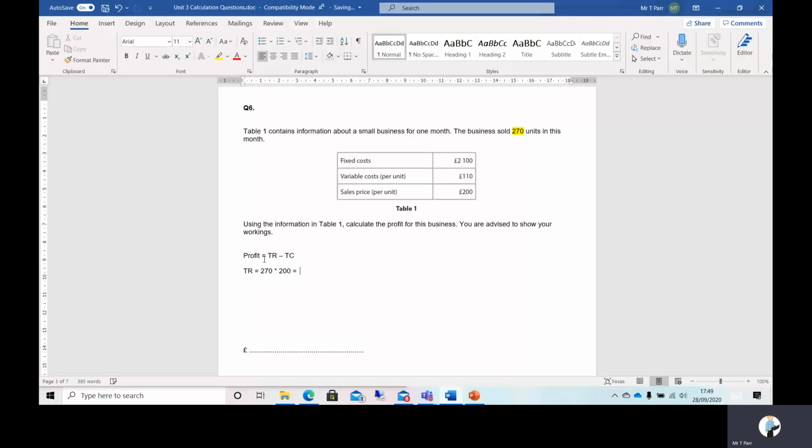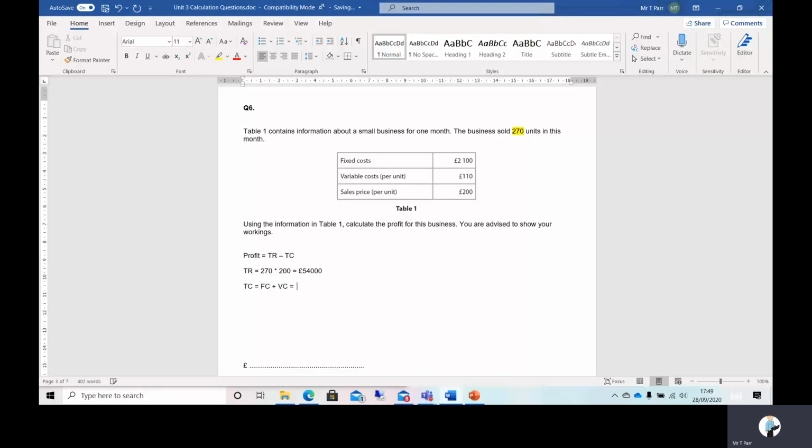I think that's right, 270 times 200. Oh, there you go. Well, that comes to £54,000. Sweet. Okay. Total costs is our fixed costs plus our variable costs.